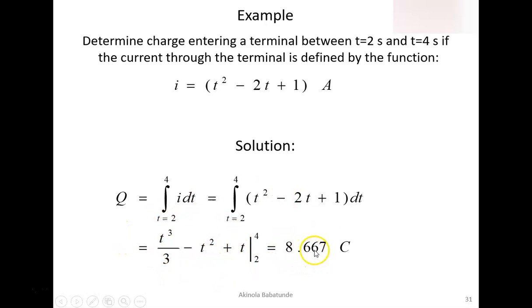what you have is 8.667 coulombs. So the charge entering a terminal between t equal to 2 seconds and t equal to 4 seconds is equal to 8.667 coulombs if the current through the terminal is defined by this particular function.